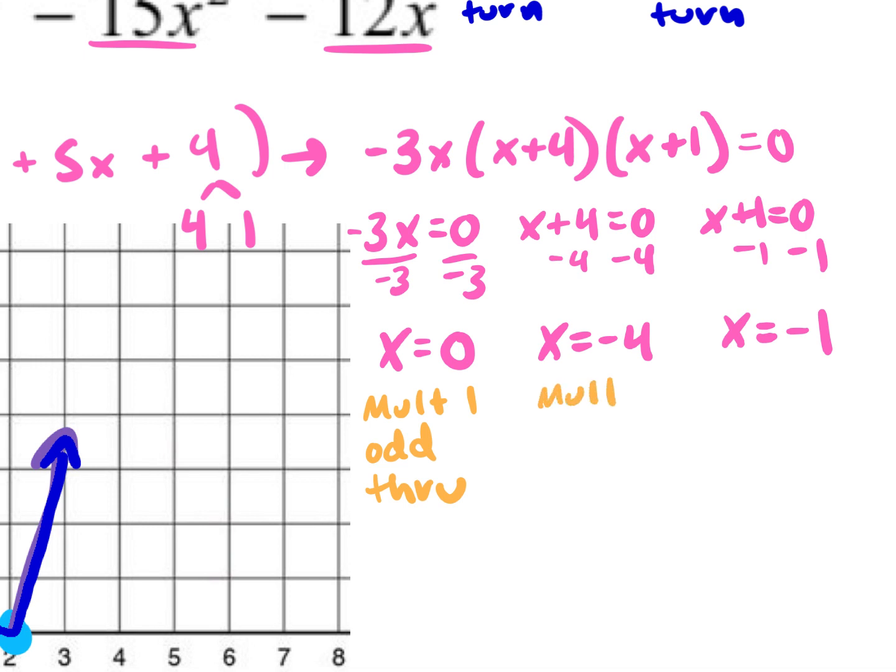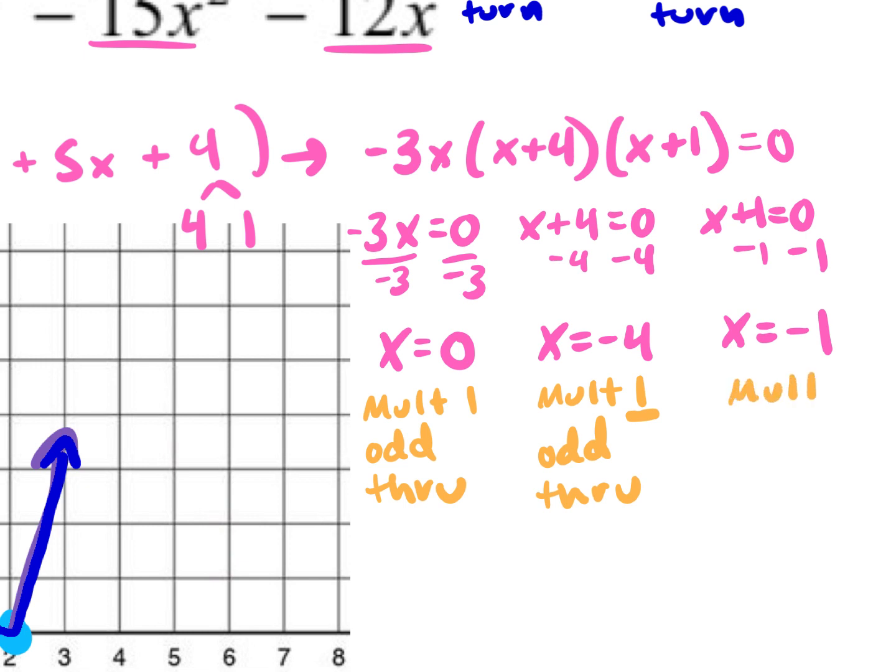1. So my multiplicity is 1. Is that even or odd? 1. We're talking about 1, the number, the amount that I have, not the number -4. That does not matter. We're talking about how many. So this would be odd. If I have odd multiplicity, do I touch and turn or go through? Go through.